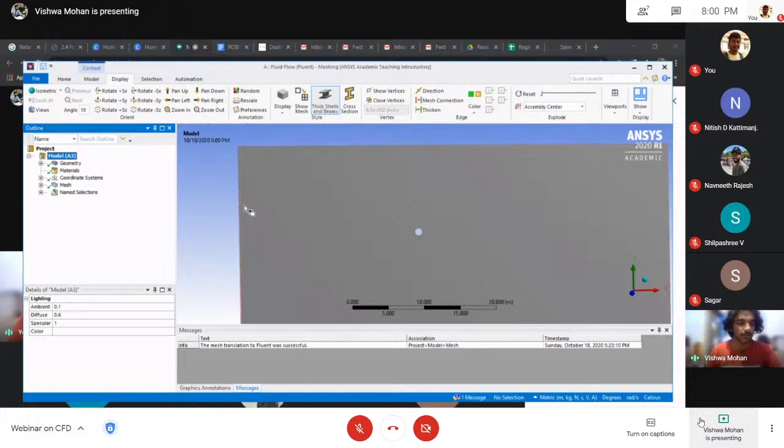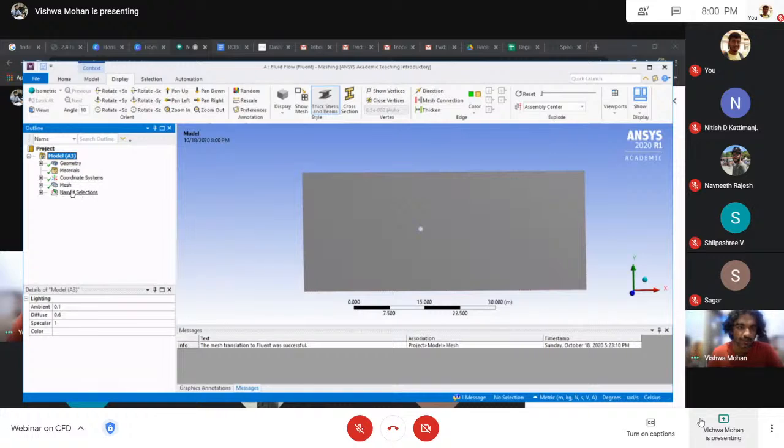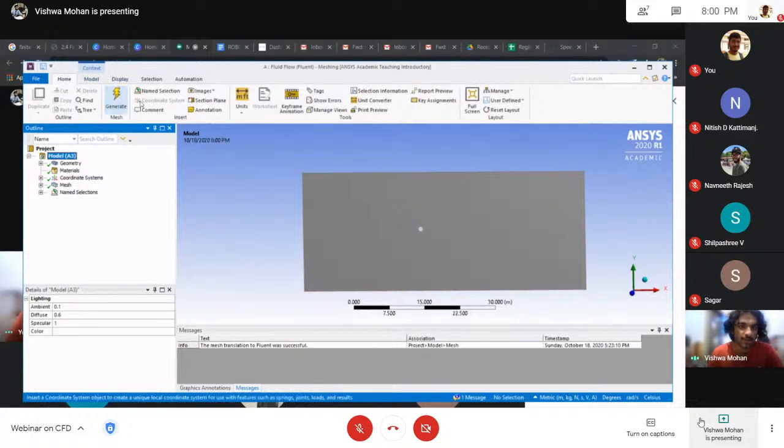So what is next? Yeah, so we have opened meshing, so we need to mesh this. Basically what you can do is just come here, and click on generate, and it will generate the mesh. I'll show how I did the mesh.